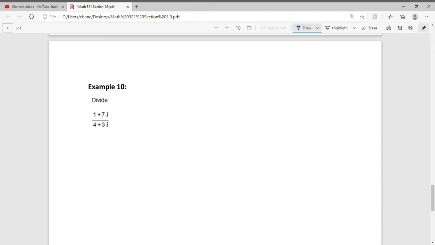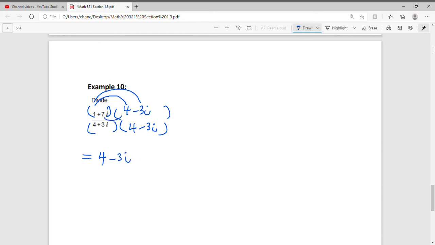This is the good stuff. Example 10, I need to use the conjugate of the denominator. Since this is a plus, use minus. So we have 4 minus 3i on the bottom and use the same thing on the top. Multiply the top and bottom by the conjugate. I have to FOIL the top. I can't use any shortcuts for the top.